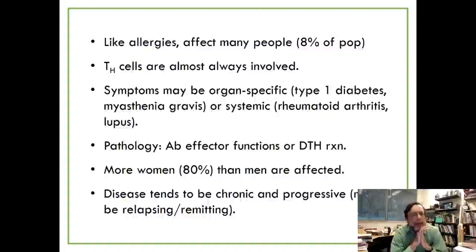Rheumatoid arthritis, by the way, is really more systemic, even though it shows up in the joints. I may have said that before, and that might imply that it's organ specific, but connective tissue is not really an organ. It's more everywhere. And so there are antibody effector functions. There's also damage reactions that can be part of the pathology. And the weird thing about autoimmunity is more women than men are affected. This is important because we're going to see this showing up later in the journal club.